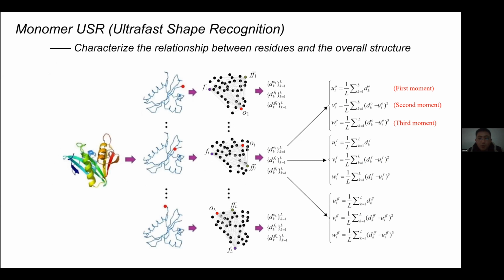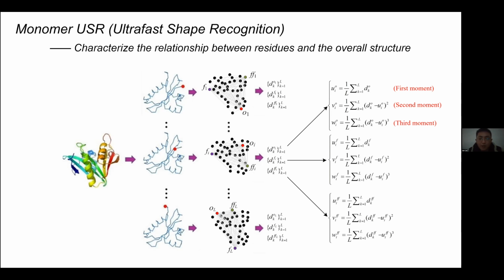Based on the above motivations, we first proposed a monomer USR to characterize the relationship between residues and the overall structure in monomer. For monomer structure, each residue is considered as a point. For each residue Oi, we can select the farthest residue Fi from it and the farthest residue FFi from Fi. These three positions represent the center of residue Oi and its extremes in the structure.